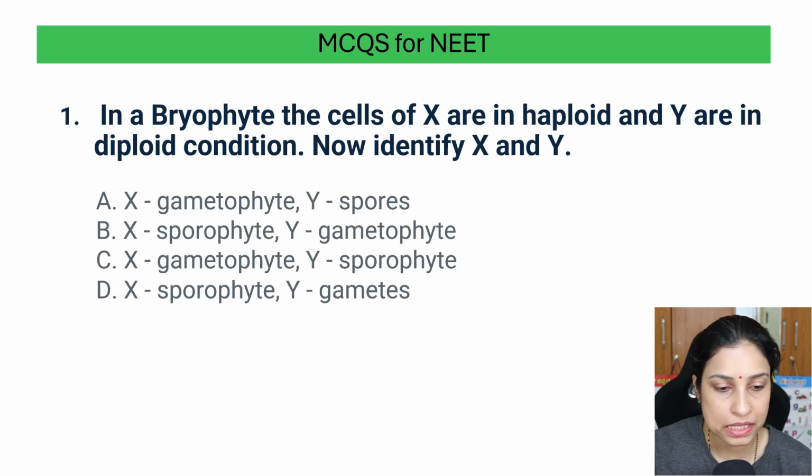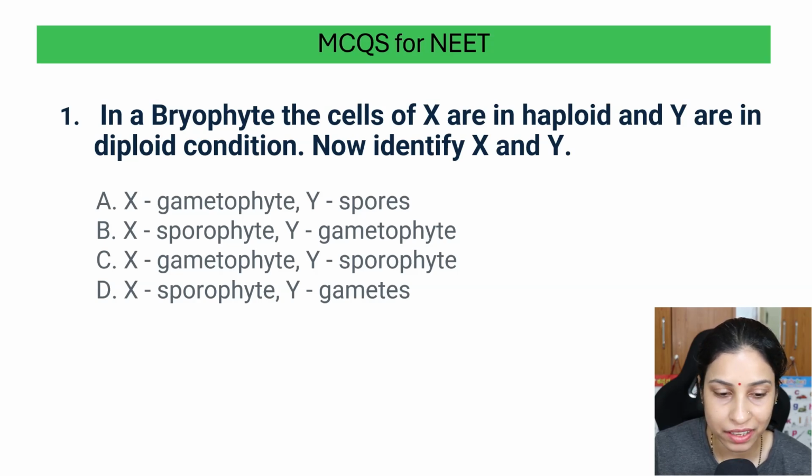Here X is a haploid cell, so the haploid phase is also called the gametophyte, right? And Y is the diploid phase. When the bryophyte is diploid, after zygote formation it becomes diploid. After the zygote, what will be the next development? It is the sporophytic phase, called the sporophyte. Just revise this. So X is haploid, meaning it is a gametophyte, and Y is diploid, meaning it is a sporophyte.